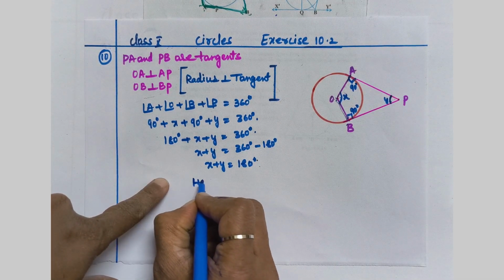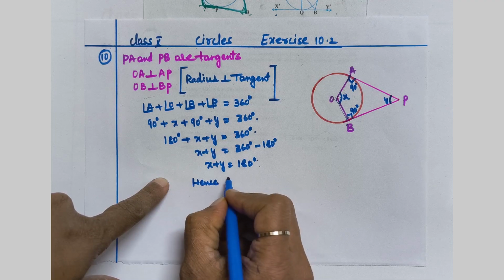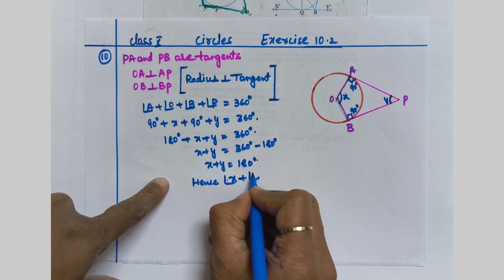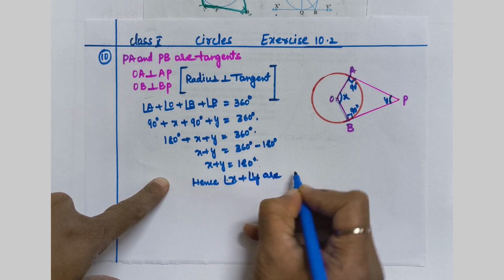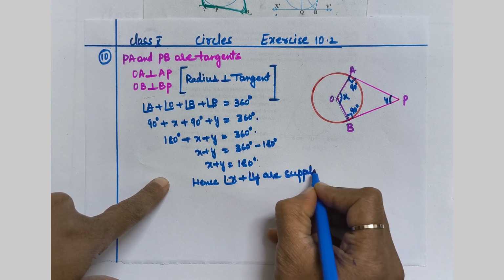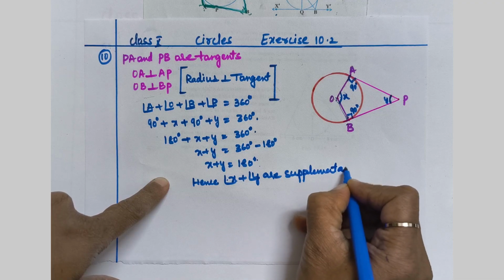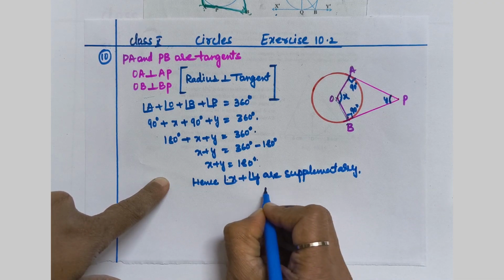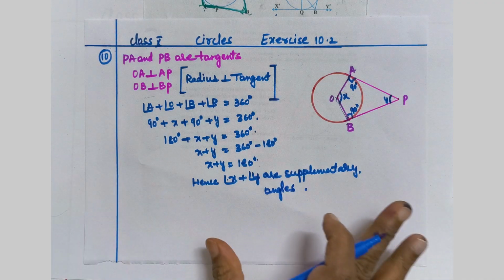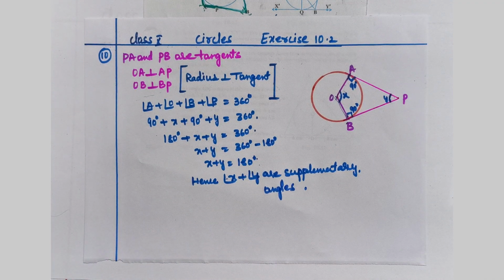Hence angle x plus angle y are supplementary angles. Supplementary angles means 180 degrees. You can write it, angles. This is the proof. The question is asking angle x plus angle y is equal to 180 degrees.